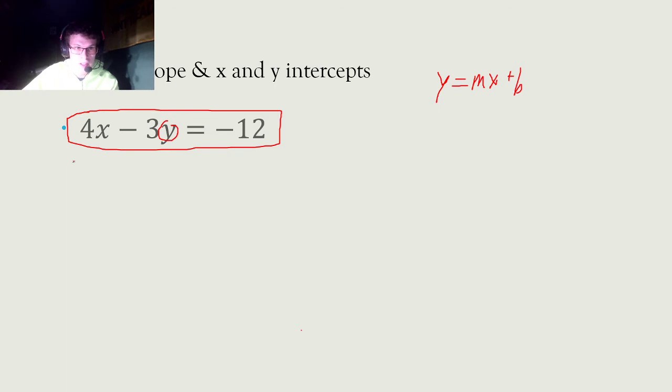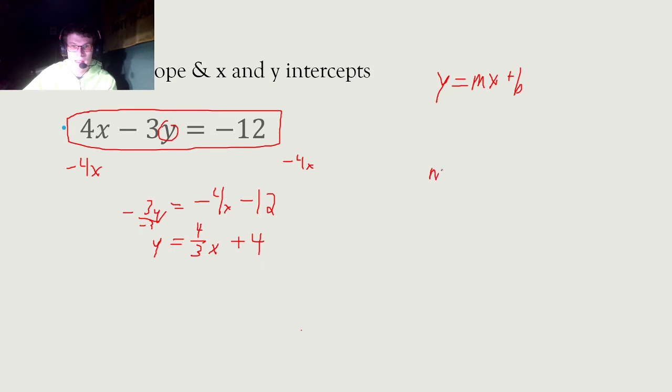So in order to do that, my first step is to subtract 4x from both sides. That'll give me -3y equals -4x minus 12. So that leaves us with y equals, because we're dividing by -3 for our next step, 4/3 x plus 4. We're dividing everything by negative 3. All right, so we can determine my slope is 4 over 3.